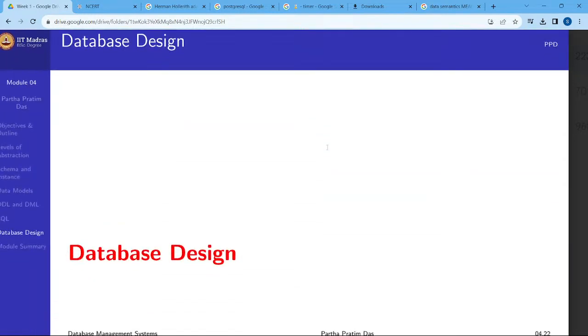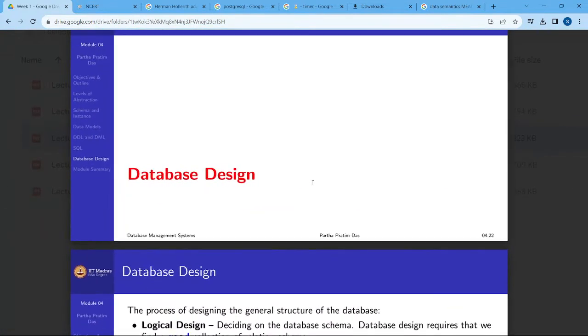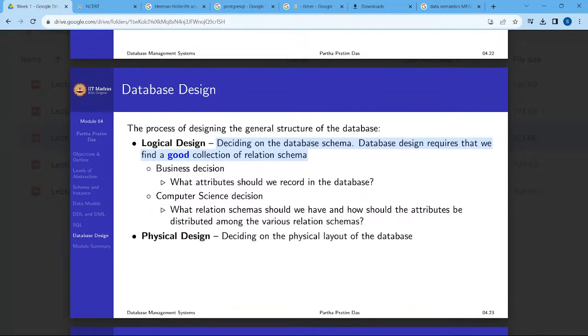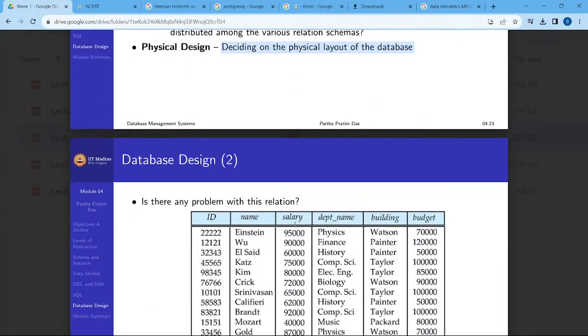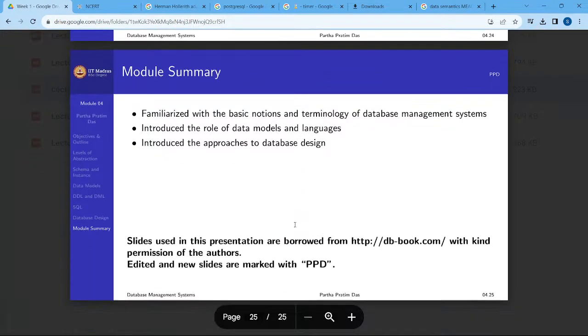Okay, let's move forward. What is database design? The process of designing the general structure of a database. Logical design, deciding on a database schema. The database design requires that we find a good collection of relational schema. Physical design requires deciding on the physical layout of the database.